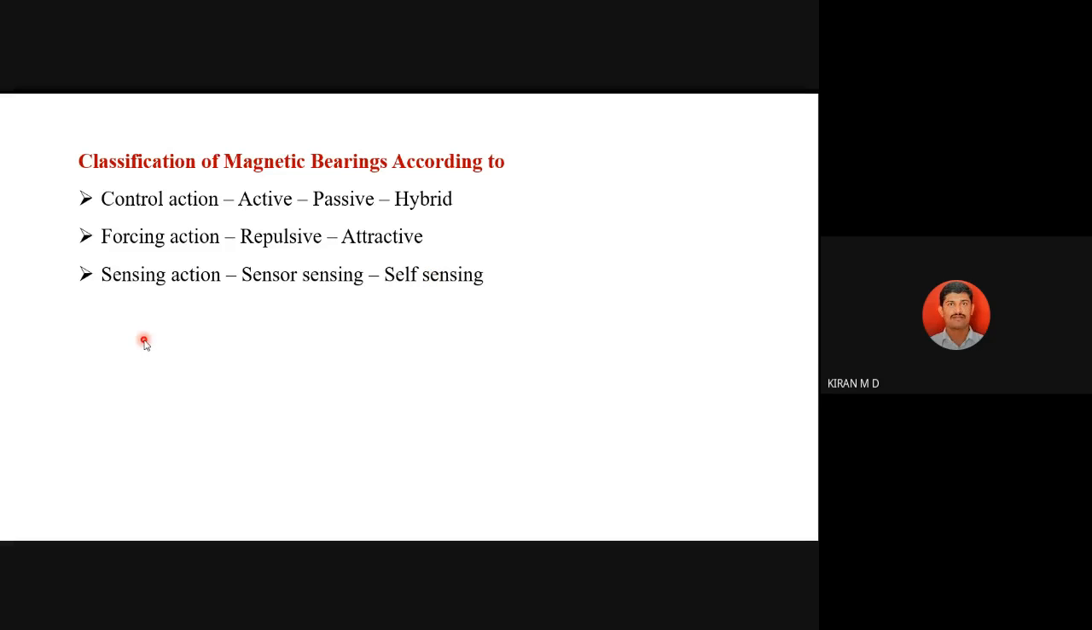Next one is the sensing action. Based on the sensing action, we classify into sensor sensing and self-sensing. Sensor sensing means we use a gap sensor or space sensor to measure the gap between the bearing and shaft surface. Self-sensing means that, due to the eccentricity only, it gets the gap between the shaft and bearing. Self-sensing also means it will measure the gap depending on the pressure.